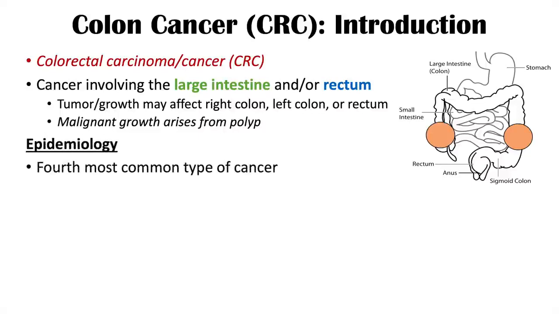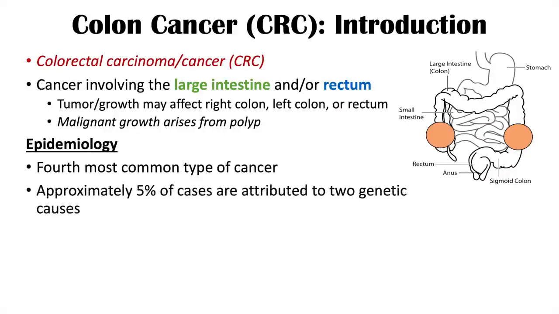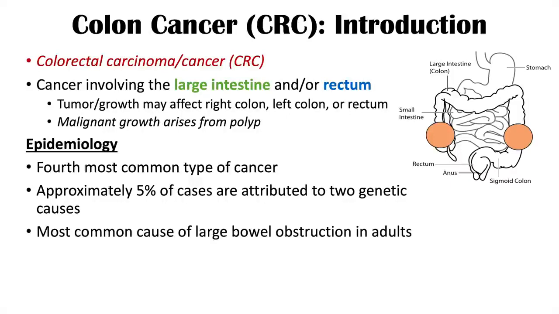Now, colon cancer is the fourth most common type of cancer. Most cases of colon cancer are going to be related to several risk factors we're going to talk about in a moment, but there is an estimated 5% of cases that are attributed to two genetic causes, one of them being familial adenomatous polyposis and the other one being Lynch syndrome. Colon cancer is also the most common cause of large bowel obstruction in adults, which can also lead to some other signs and symptoms we're going to talk about later on in this lesson.